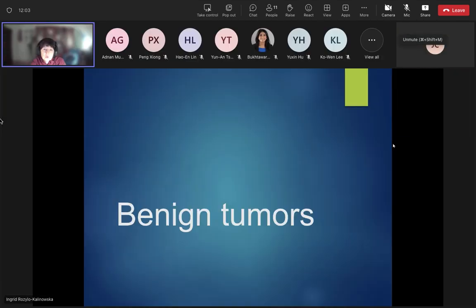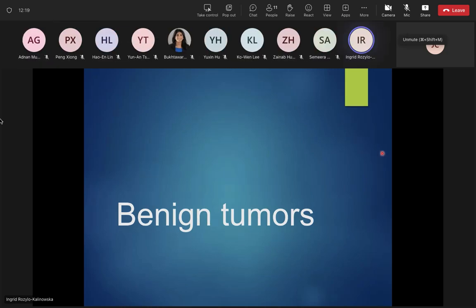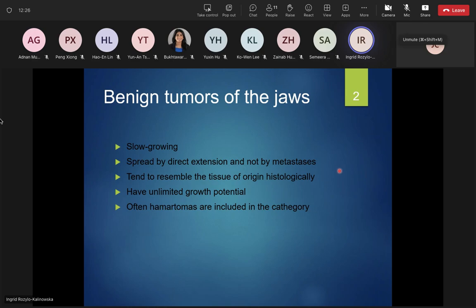Odontogenic tumors and tumors that are non-odontogenic. So this makes the diagnostics of this area very complicated, because you have to bear in mind that both types of tumors can be found here. And we will start with just basic information about the tumors, the general information about the tumors.